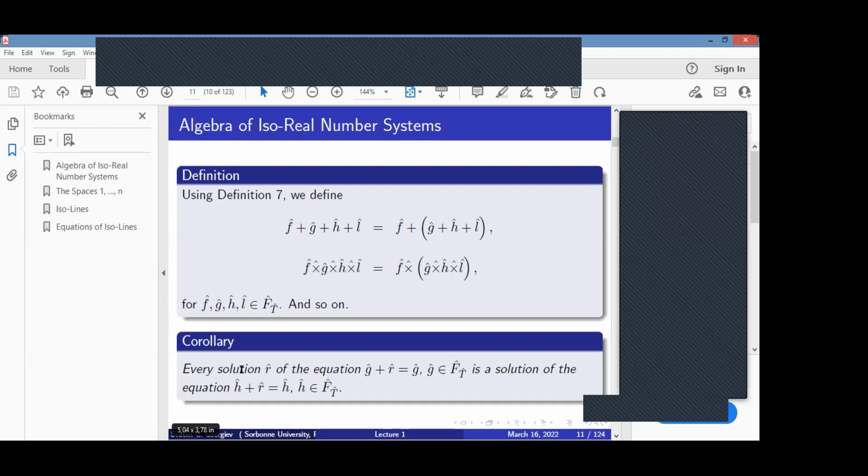And then, using this definition, we can define the iso addition of 4 elements and iso multiplication of 4 elements. Also, if hat R is a solution of this equation, then it is a solution of this equation for any other element hat H, which is an iso number.